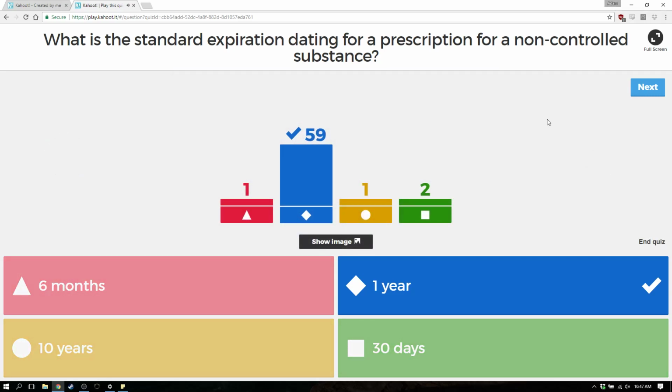1 year is the standard expiration date for a prescription, right? So from the time you write it, it doesn't matter how many refills you put on there. After a year, the prescription's no good, right? It automatically falls off. How about for, say, a Schedule 3 through 5 substance? Remember what we said for that?